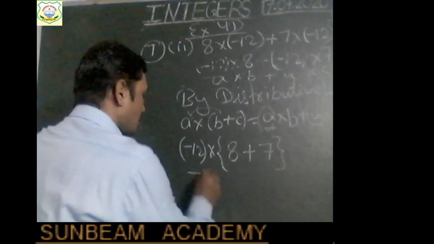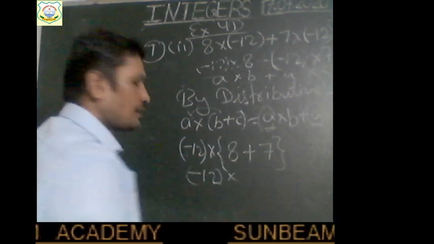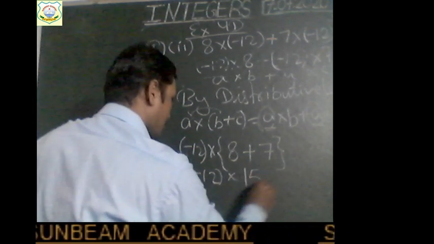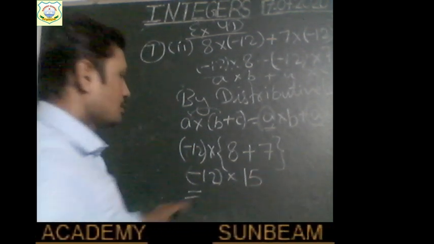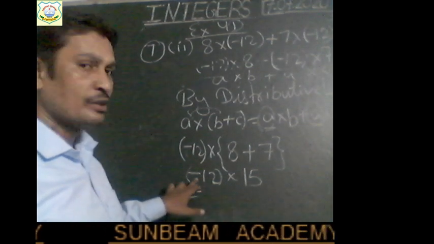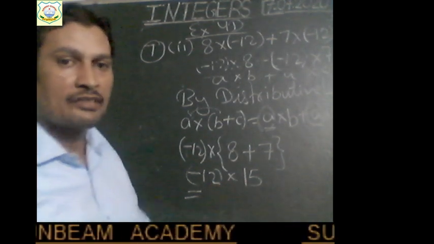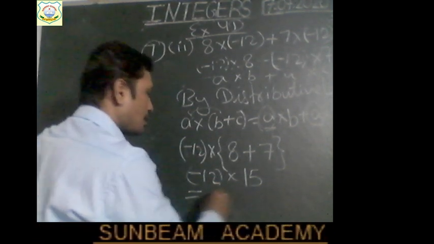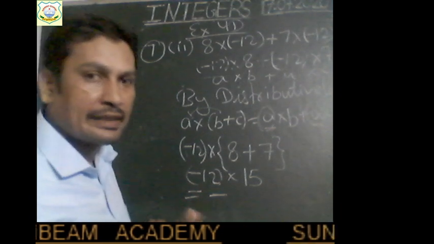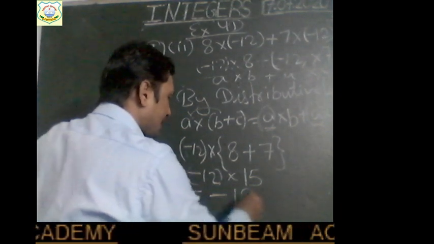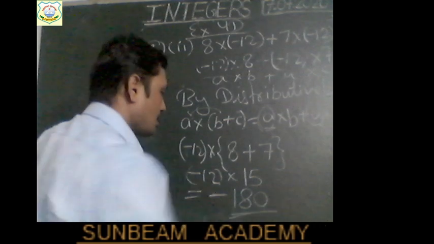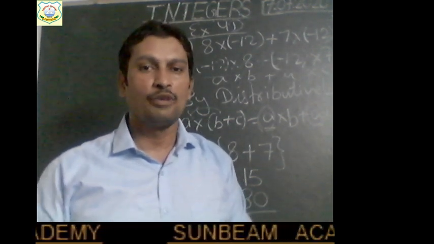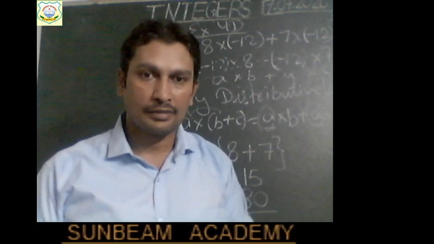Now minus 12 into 8 plus 7 equals 15. So write 15 here. Now we have to multiply one negative integer with a positive integer. The sign will be imposed. Minus and plus will become minus. So we will write minus here, and 15 into 12 will be 180. So write 180. And this is the answer. Right children? This is the way how we have to use distributive law.